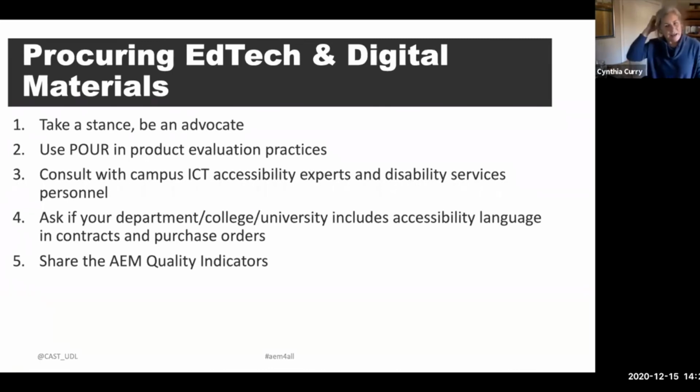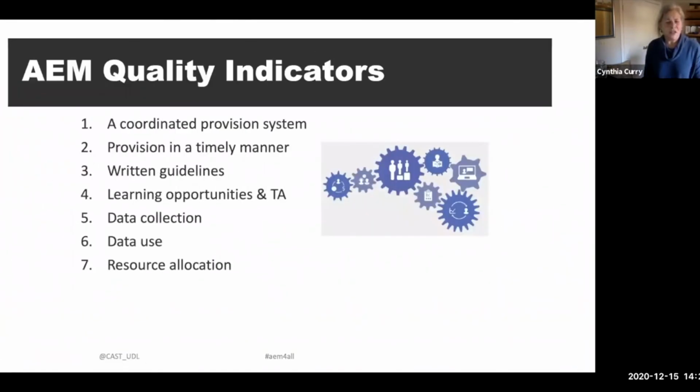And then on the next slide, we have the visual of our AIM quality indicators. These quality indicators are available across 4 different areas of education and workforce development. So we have critical components for these 7 quality indicators for early childhood, K-12, higher ed, and workforce development. The key here is that these 7 quality indicators work together in an interdependent way to help agencies and institutions create coordinated systems for providing accessibility, making sure that a timely manner is something that's understood by everybody.